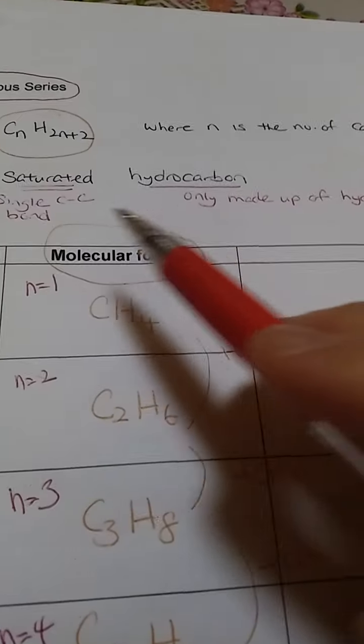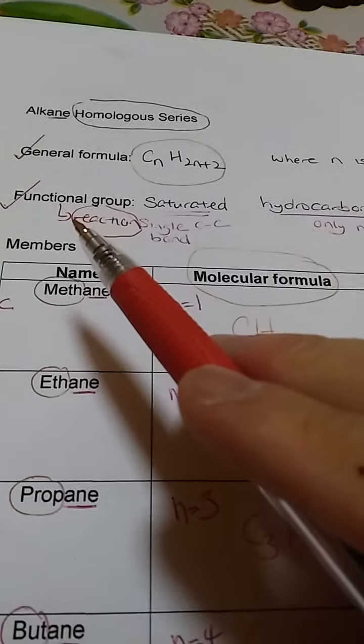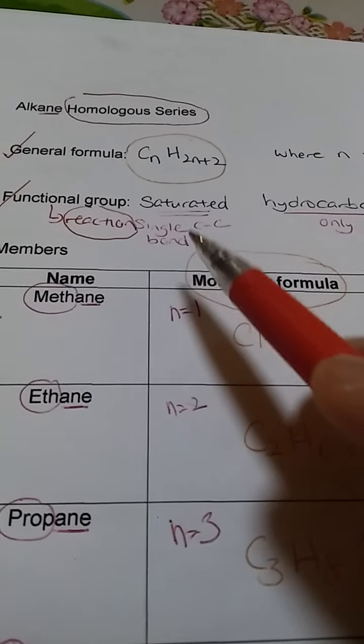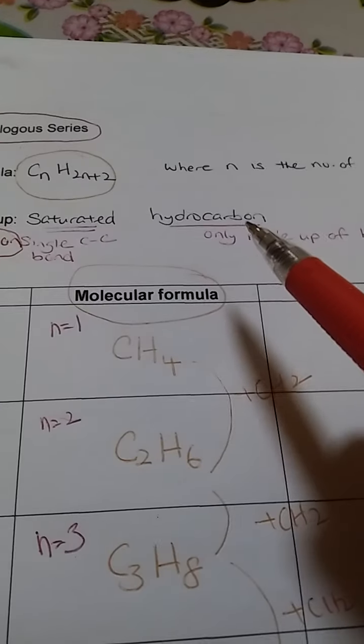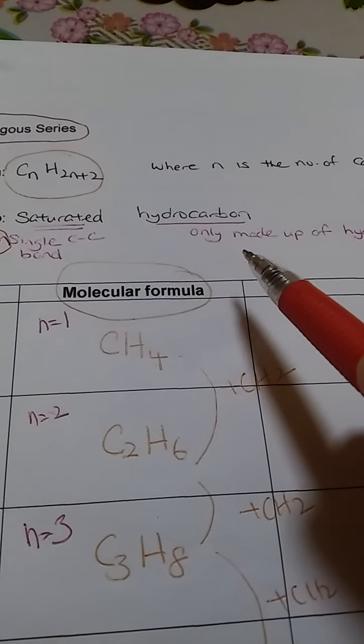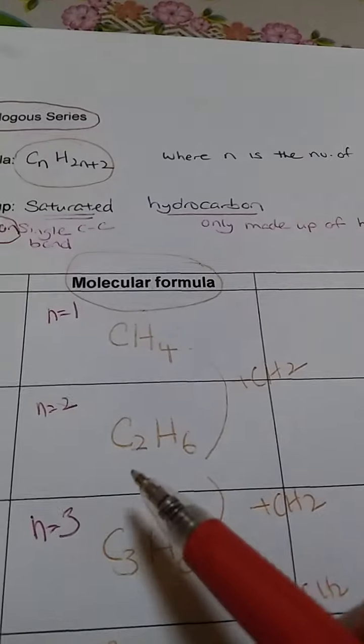Last, let's look at the structural formula. We know that alkanes are known as saturated. Saturated means they basically only contain single carbon bonds. And they are called hydrocarbons because you will see that they are only made of hydrogen and carbon, all of them.